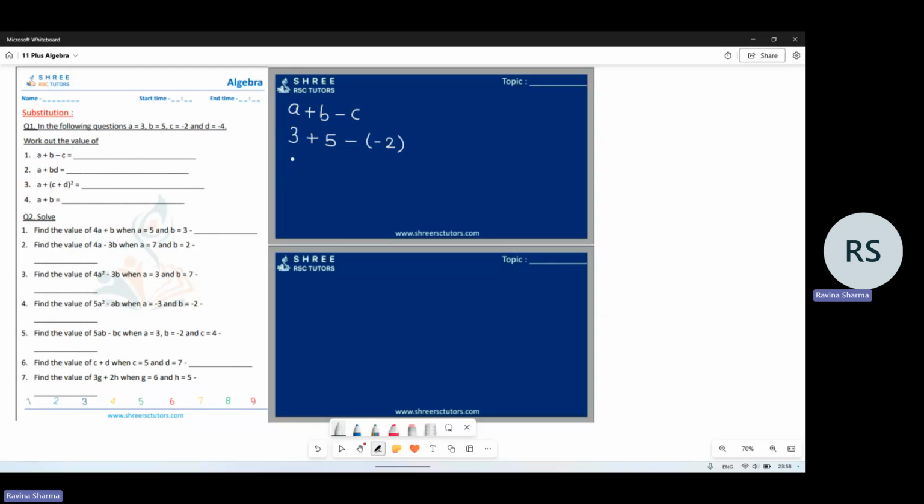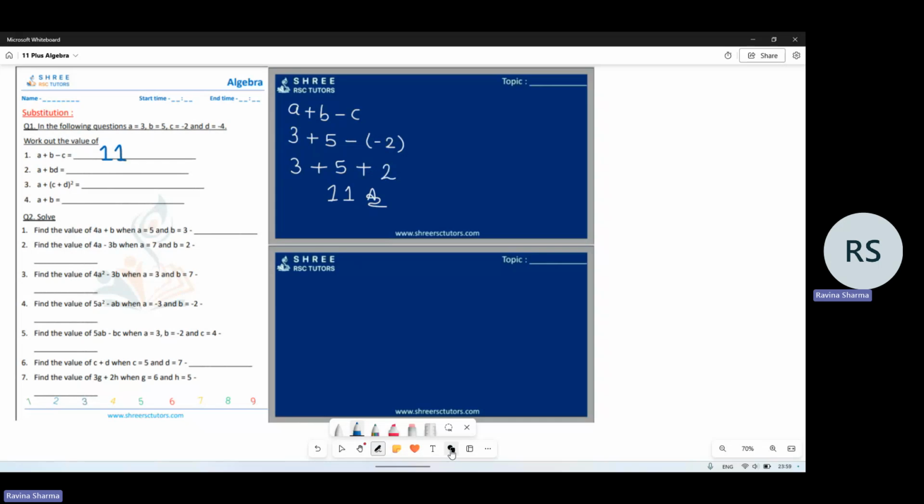Now we can write 3 addition 5, and this negative, when two negatives multiply, they become positive. Negative, negative is positive 2. Now, what is 3 plus 5 plus 2? So 3 plus 5 is 8, and 8 plus 2 is going to be 11. So our answer is 11 for this question. So in this worksheet, our first answer is 11. So we will write here 11. You can see it's so simple.